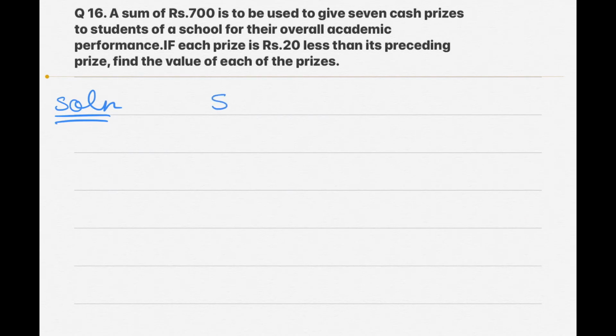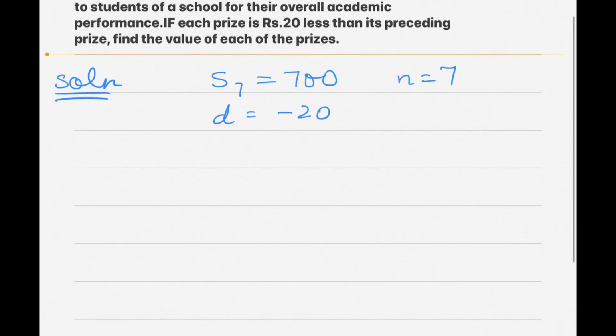Here there are 7 cash prizes, right? So the sum of 7 prizes is equal to 700. n is equal to 7, right? Now each prize is 20 less, so I know that d will be minus 20 because each term will be deducted by 20, right? You have to find the value of each prize. So we have to find out a for the first prize, and then we can keep deducting 20 rupees from that, so we will get it, right?